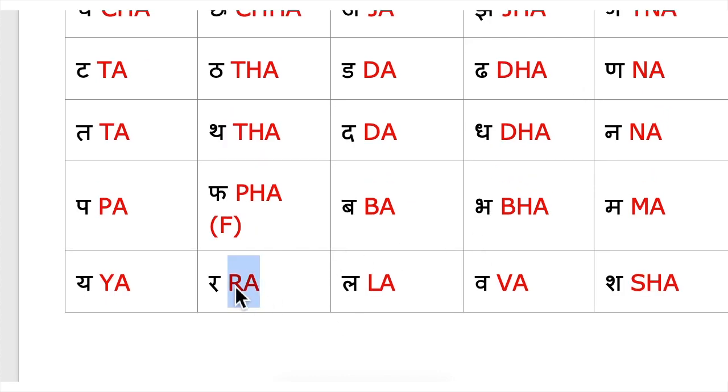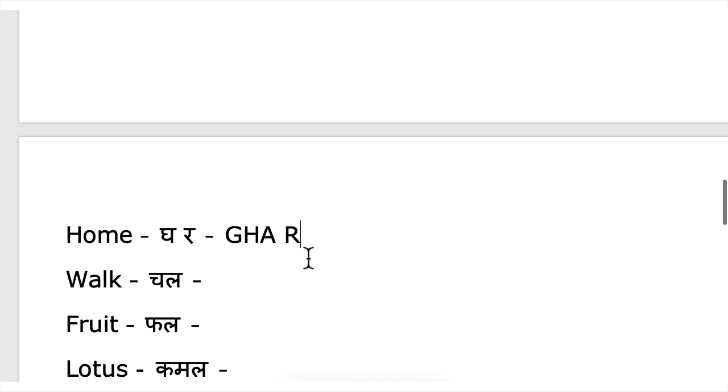This is the r. In the last video I told you that r is called ra, and in this video I am just writing r, not ra, because after r we can't pronounce a, like ghar. We are not saying ghara. We only say ghar, because the word is finished, so we can't use a. Okay, ghar is called home.